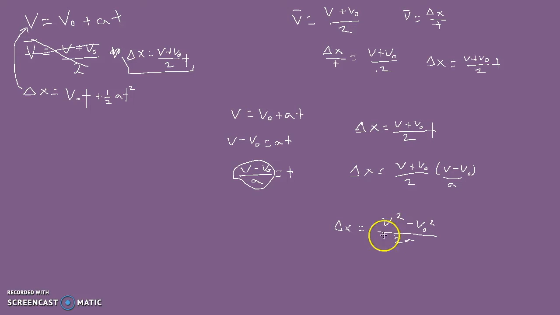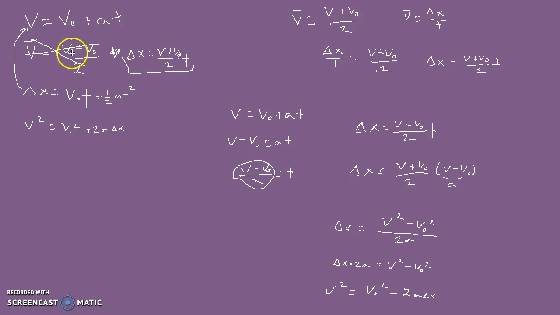So I'm going to solve all this for v squared. I'm going to multiply the 2a over. So delta x times 2a equals v squared minus v naught squared. We'll add the v naught squared over, and we get that v squared is equal to v naught squared plus, and I'll reorganize that a little bit, 2 times a times delta x. So this is then the other kinematics equation that we're going to use.